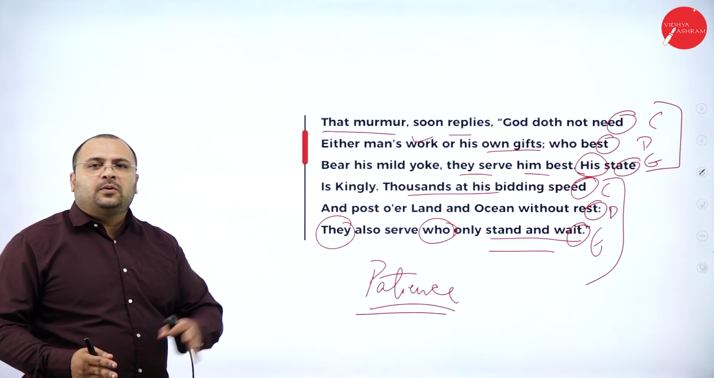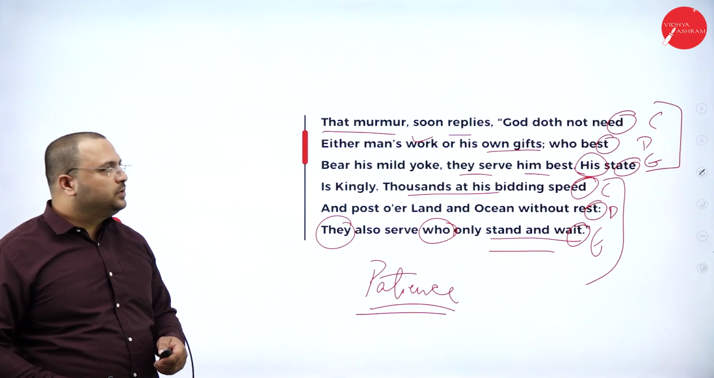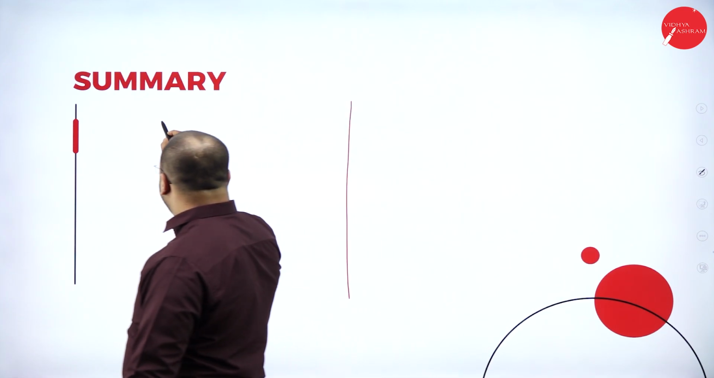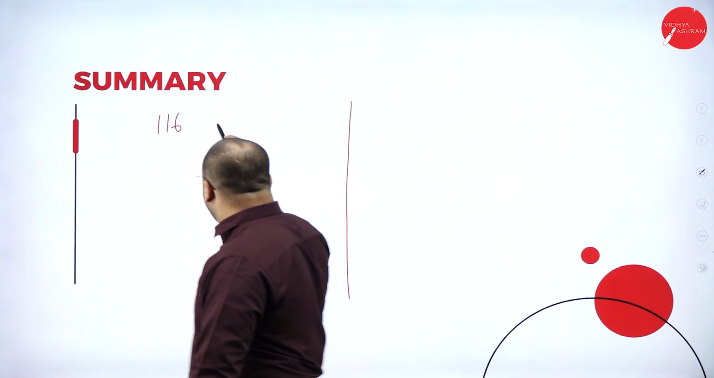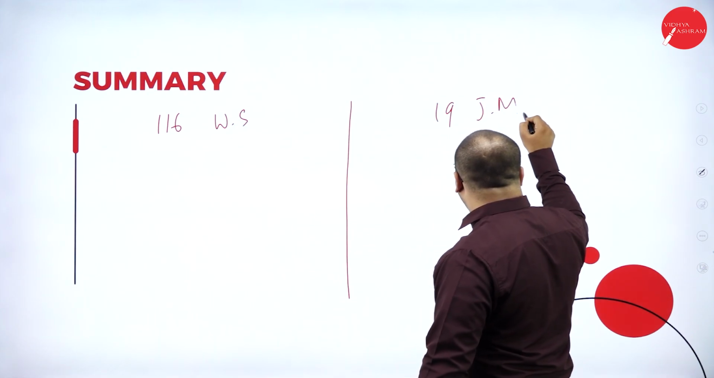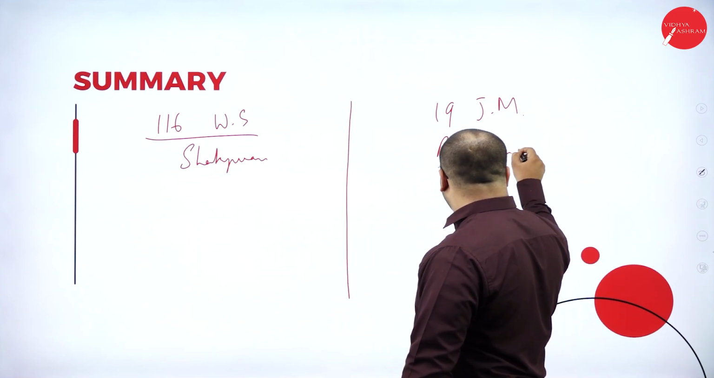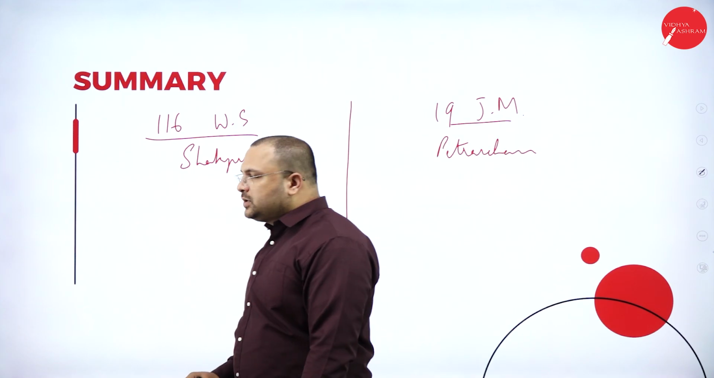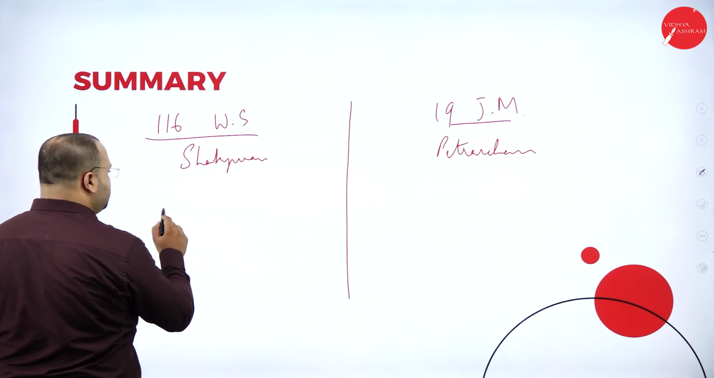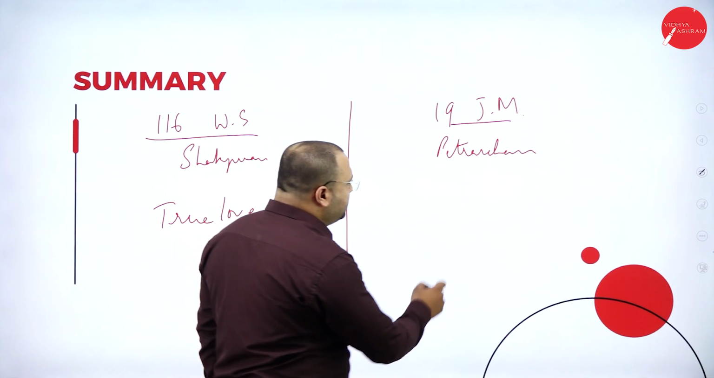You have been given both the kinds of sonnets. So this is the summary of the two sonnets given to you to study. Now summarizing both the sonnets by William Shakespeare, sonnet number 116, and sonnet number 19 by John Milton. This is the Shakespearean type of sonnet and this is Petrarchan. So what is the theme of the Shakespearean type of sonnet? That is sonnet number 116, it is true love. And here it is about patience.